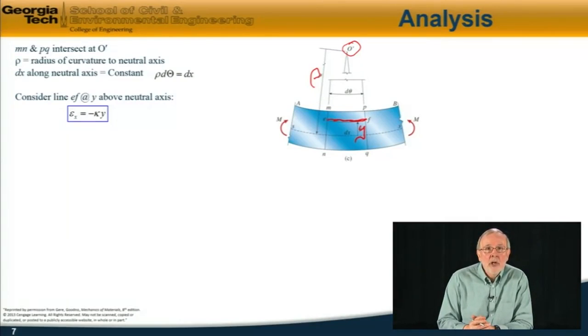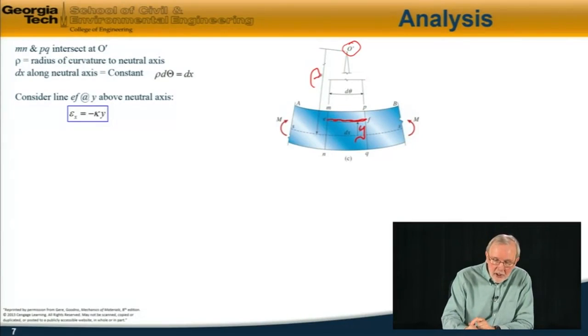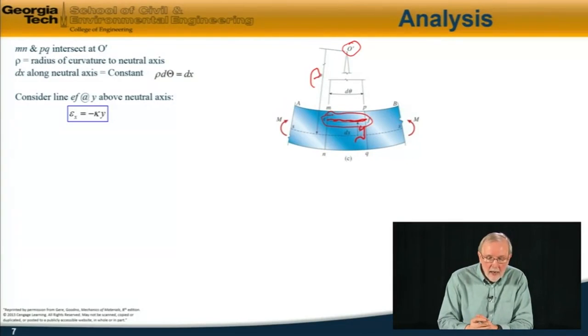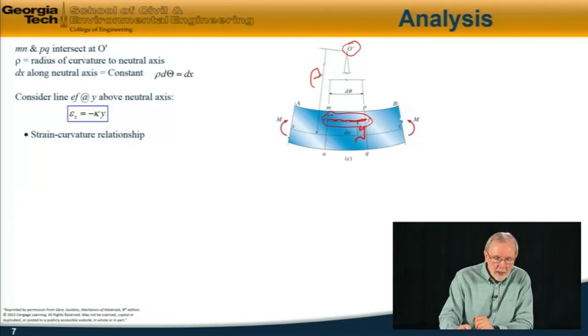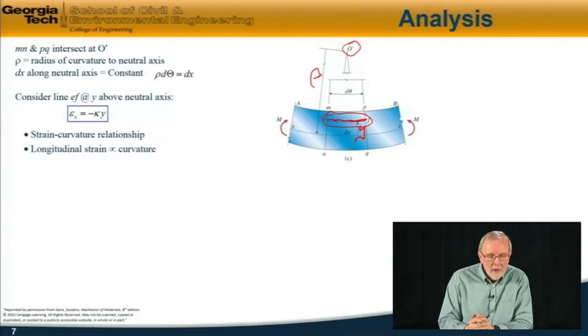So again, by simple geometry from similar triangles, we see that epsilon x is equal to minus kappa y, where epsilon x is the linear strain of that line EF. So from geometry, epsilon x is equal to minus kappa y, where kappa is the curvature and y is the height above the neutral axis. And this equation is known as the strain curvature relationship. So this is purely geometric. And we see then that the longitudinal strain is directly proportional to the curvature. The tighter the curvature, the more strain.